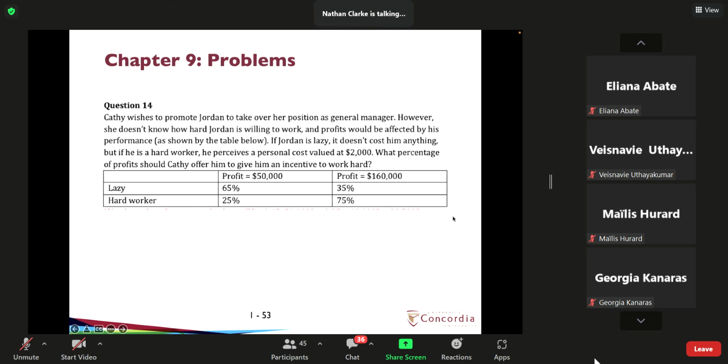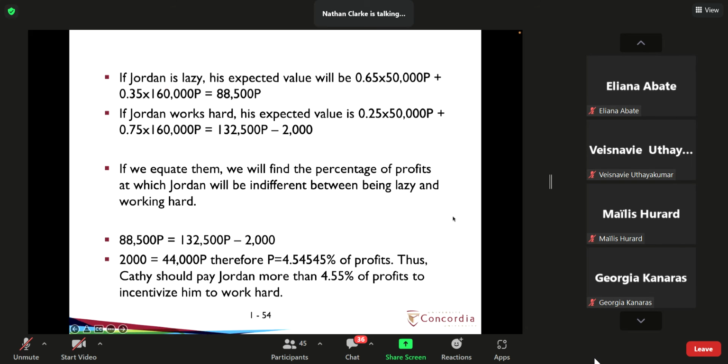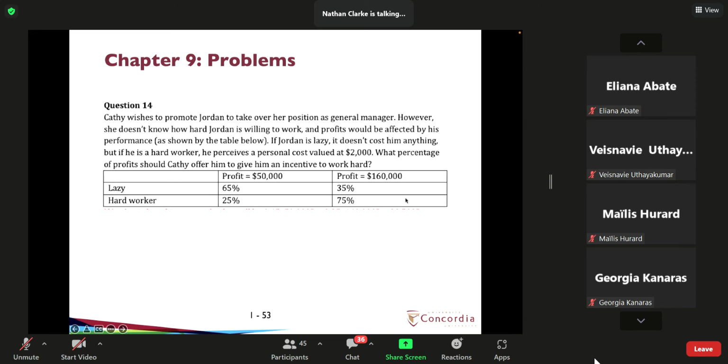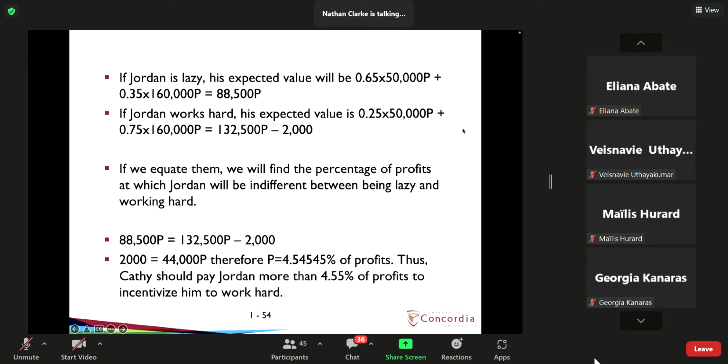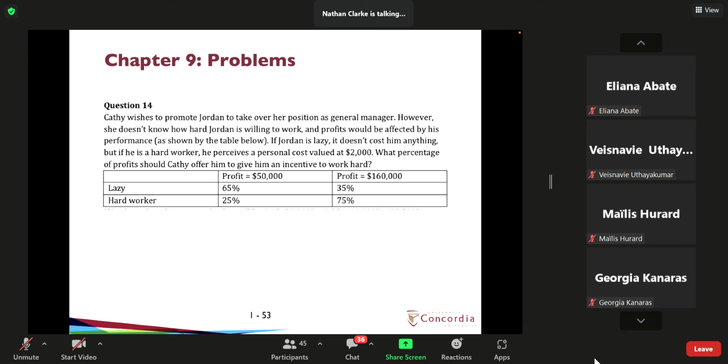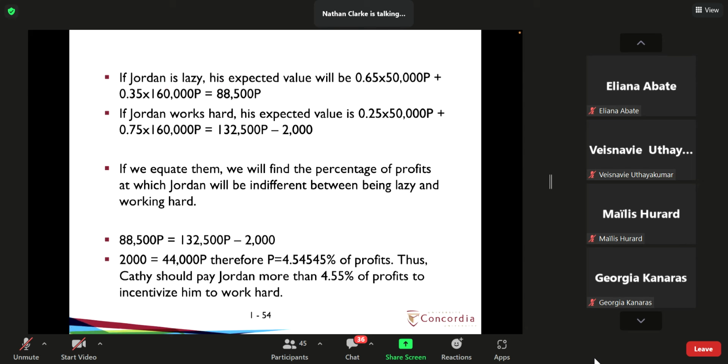So first, find the expected value of lazy or hard. For lazy, you just look at the table, 0.65 times 50K plus 0.35 times 160K. That gives you an expected value of about 88,500. We do the same thing for working hard. 0.25 times 50,000 plus 0.75 times 160,000. That gives you an expected value of about 132,500, right?